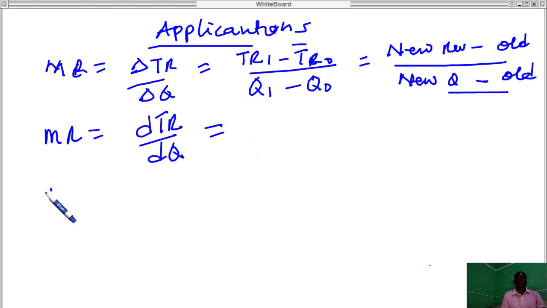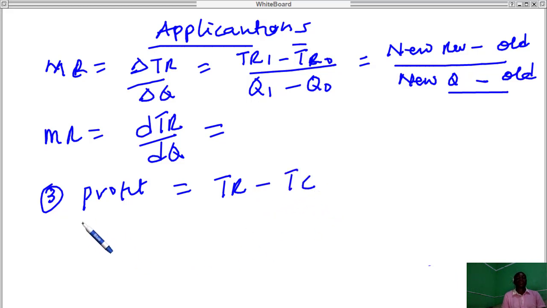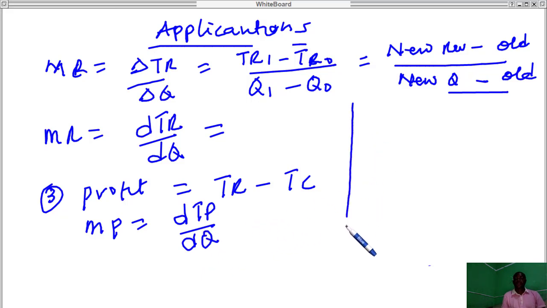So let's now go to the third one, which is profit. Profit is total revenue minus total cost. Then marginal profit will be the derivative of total profit with respect to quantity. Good. So when you are given profit, we can differentiate profit to get marginal profit, which is the change in profit as a result of a unit change in output.